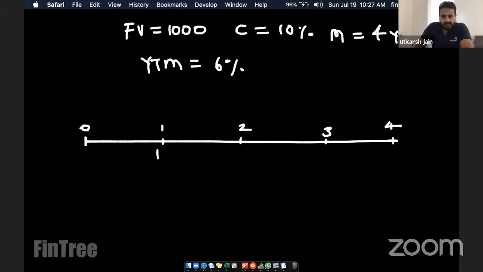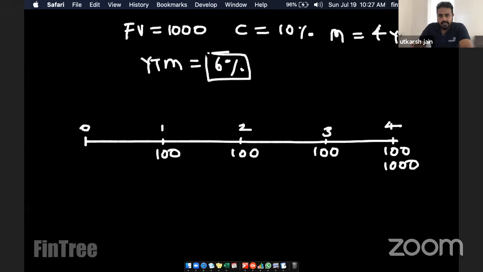So whoever is buying this bond, what kind of cash flows is he looking at? He will receive 100 in the first year. How 100? 1,000 into 10% coupon rate. He will receive 100 in the second year, 100 in the third year, 100 in the fourth year. And at the end of the fourth year, he will receive 1,000. And these are the cash flows we need to discount at the rate of 6%. Okay, so let's do it together.